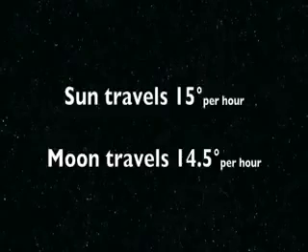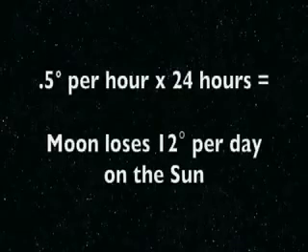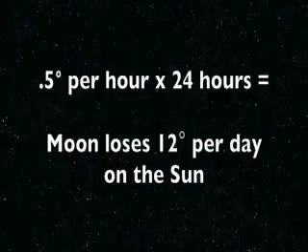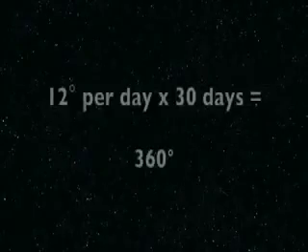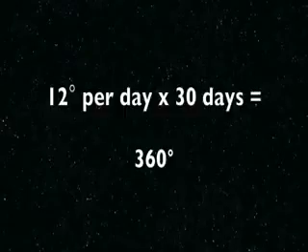This means that the moon loses 1/2 degree on the sun per hour. So if you calculate that for 24 hours in one day, that means the moon loses 12 degrees on the sun per day. 12 degrees per day times 30 days, which is roughly one lunar cycle, gives you your 360 degrees. It's this 12-degree loss per day that causes the phases of the moon.